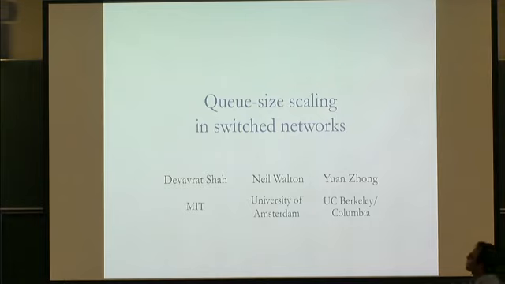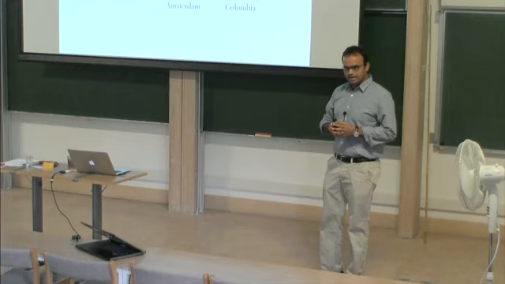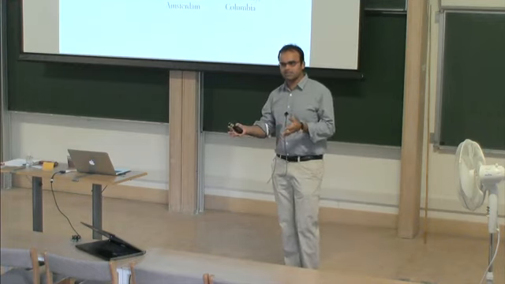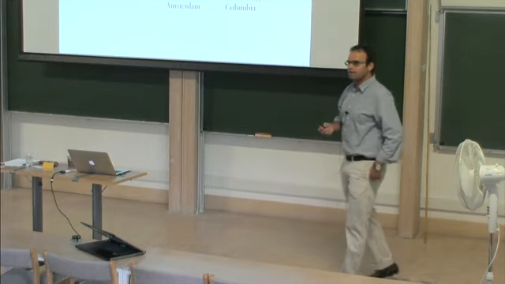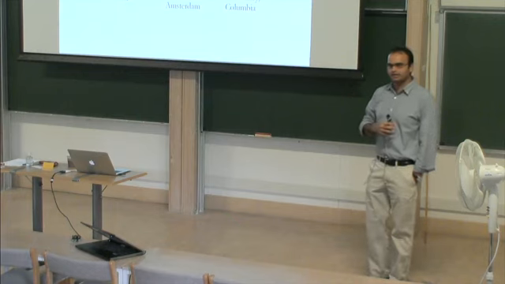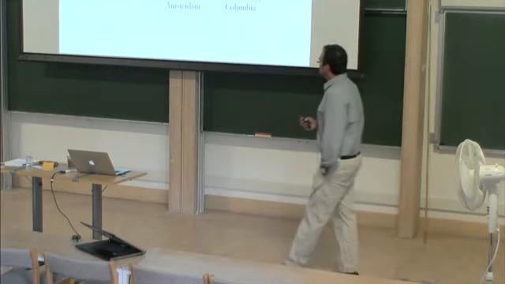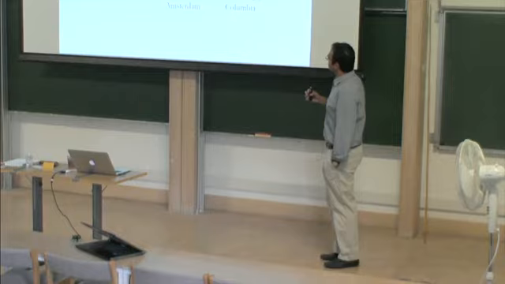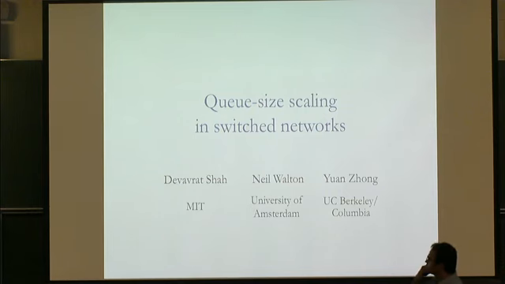All right, so this talk is about designing scheduling algorithms or resource allocation policies for switch networks. The goal here is to design algorithms so that queue sizes are minimized on average if it's a nice stationary setting, or long term in general. Equivalently, we'll try to minimize the delay or average delay. I'll go back and forth between queue sizes and average delay for that reason. This is joint work with Neil Walton, who is at University of Amsterdam, and Yuan Zhang, my former student, now at Berkeley and on his way to Columbia.